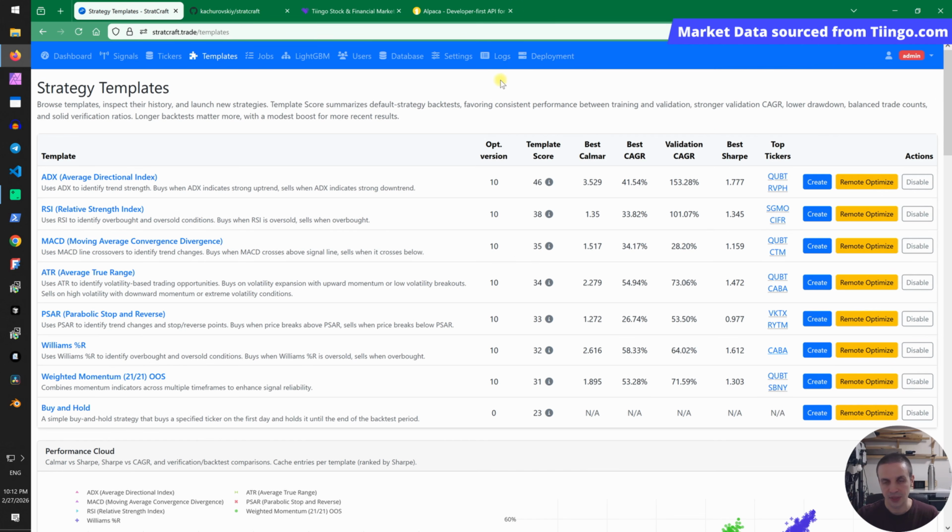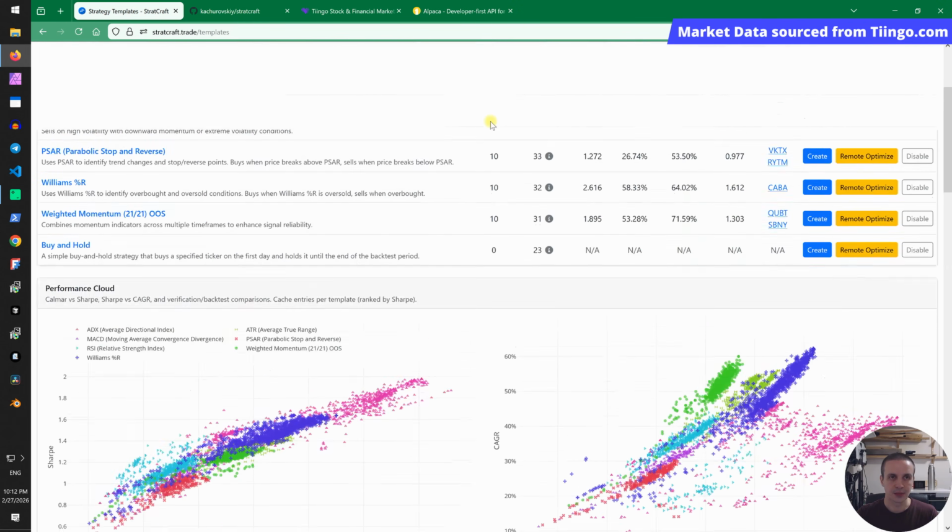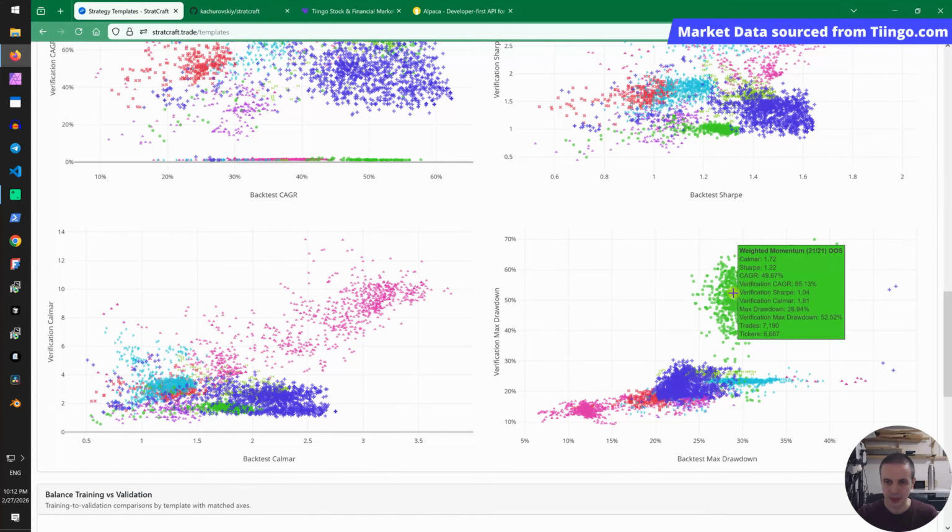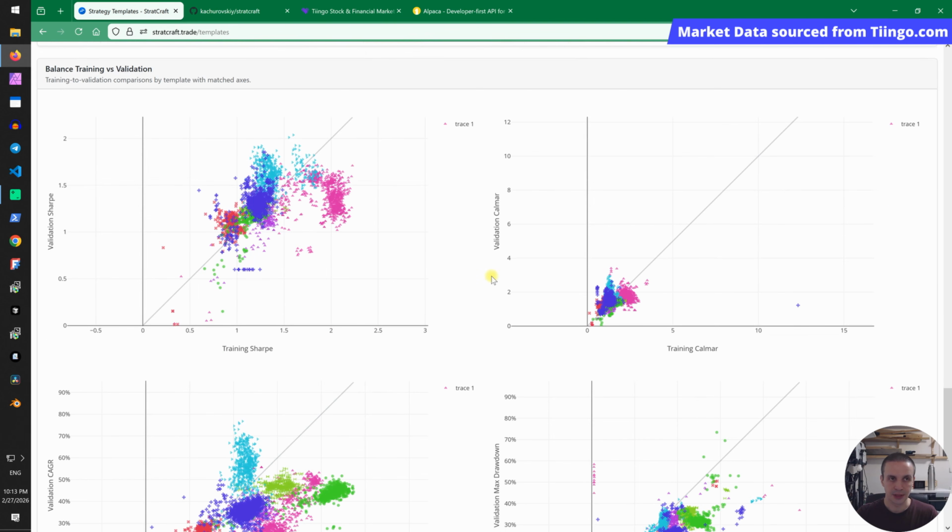In the templates section, we can see an overview of how our strategies are doing after optimization. Of course, past performance is no guarantee of future results. The charts below really highlight the differences between strategies. Weighted momentum strategy really struggles with drawdown. We expect drawdown of 30%, but it actually ends up 60% on the tickers that the strategy didn't see during training. There is also a section on balance.